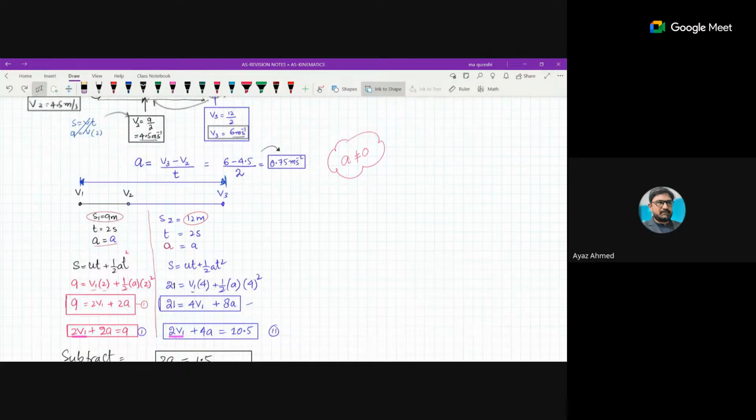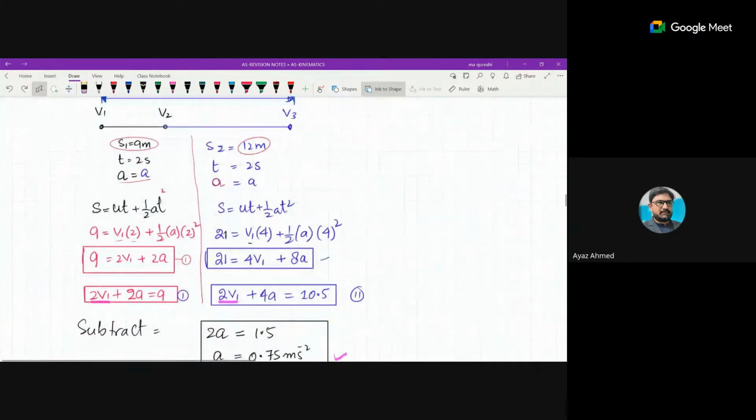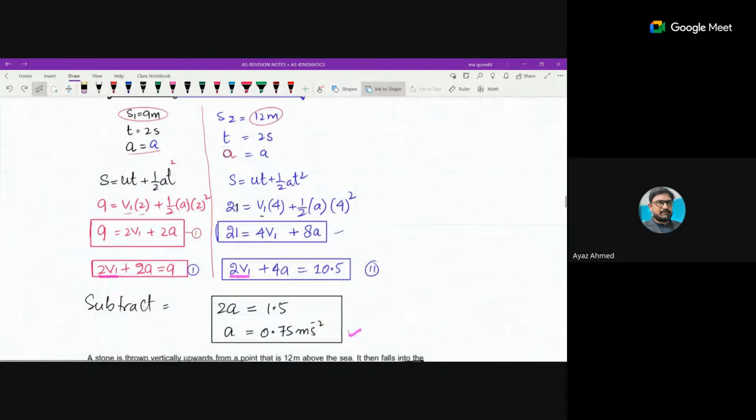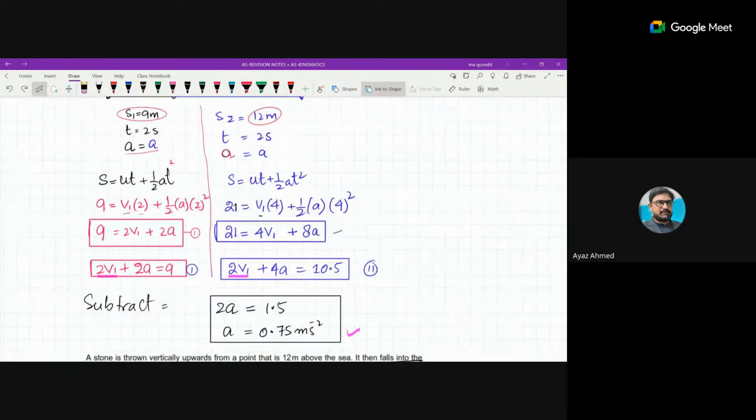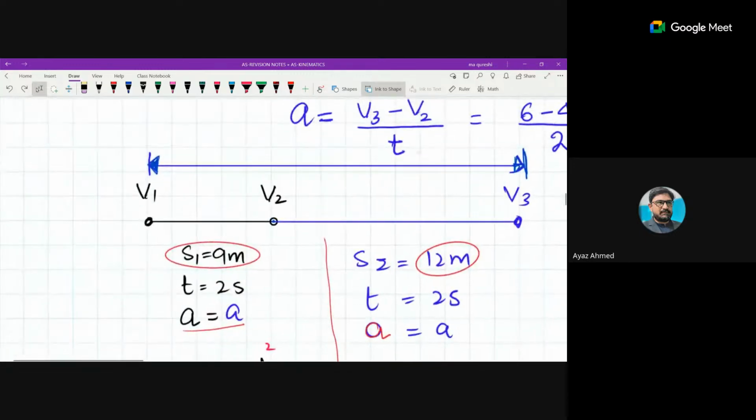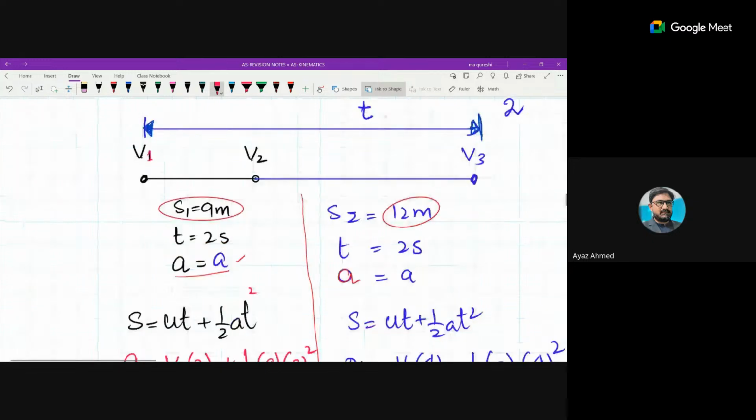So for this purpose, what will you do? You will try to figure it out analytically, and that analytic approach is in the first half. Let's say your initial velocity, as I told you, the body did not start from zero, so its initial velocity is something. Let's say it is v1, and then let's say it is v2. So it has moved a distance of 9 meters in 2 seconds, and let's say its acceleration is a. Everyone agreed with that or not?